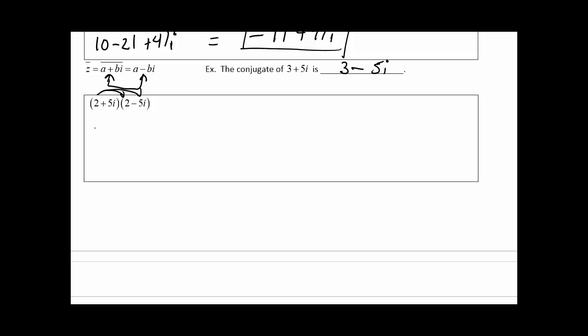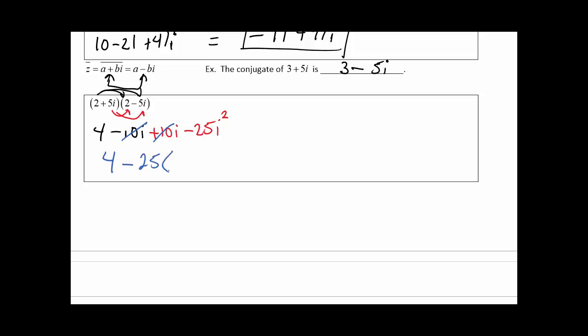So we get 2 times 2, which is 4. Then we get 2 times minus 5i on that side. And then when we distribute the 5i in, I get 5i times 2, which is plus 10i, and minus 25i squared. Now, what happens to the 10i's? Well, the minus 10i and plus 10i, those guys cancel out. So we're left with 4 minus 25.